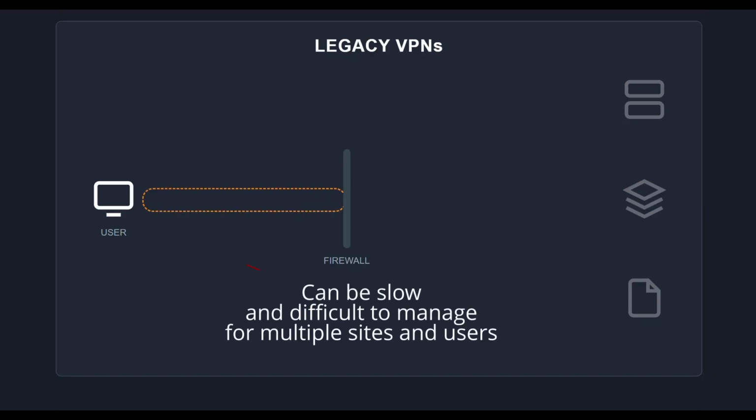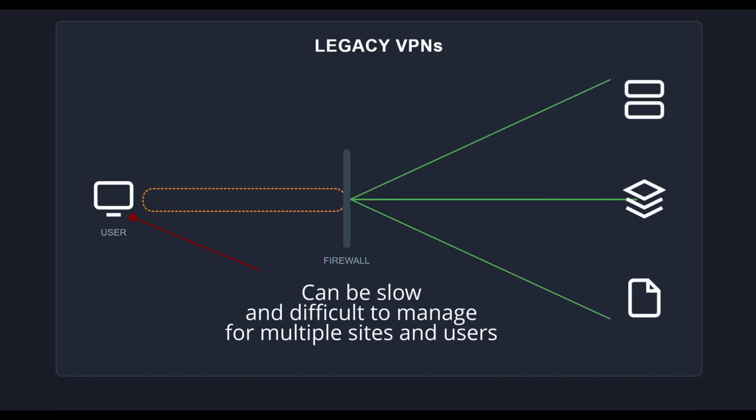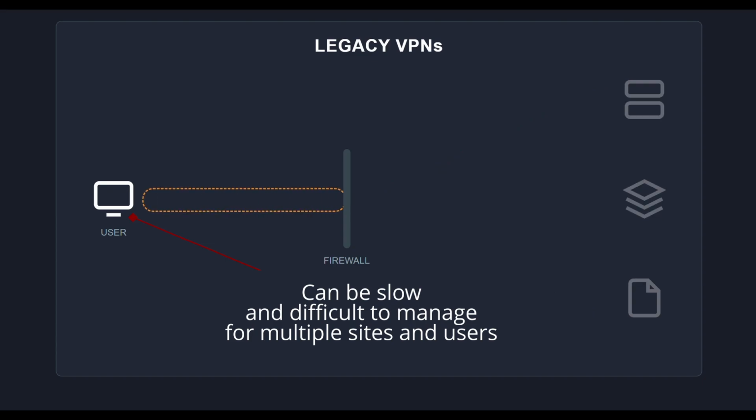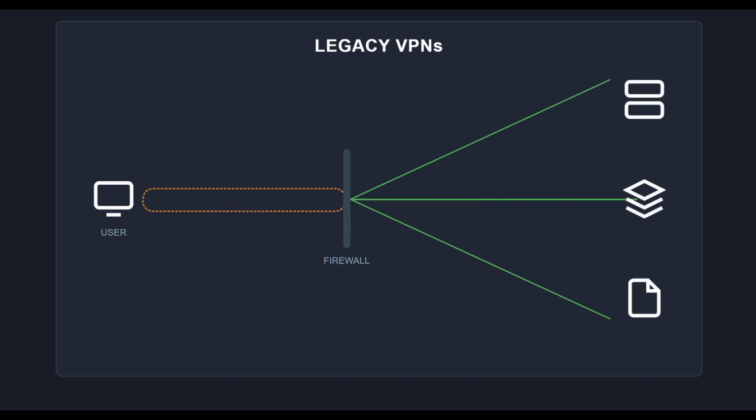Legacy VPNs assume that once a user is authenticated, they can be trusted. That assumption is dangerous, because when attackers get in, they don't stop at one system. They move laterally. They explore. They escalate. That is why Zero Trust Network Access exists.